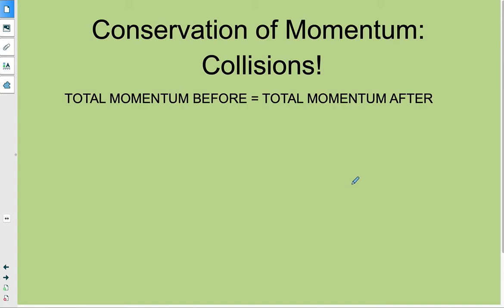So just like before, the total momentum before the collision is going to equal the total momentum after the collision. Now with the explosion problems, the total momentum before was 0. So after the collision, it still had to be 0, right? So this really isn't different, except in these collisions, the momentum before and the momentum after won't be 0, unless they were heading straight at each other at the same speed.